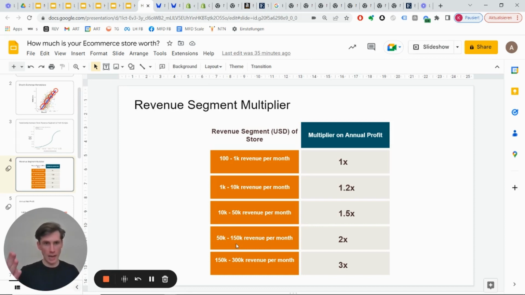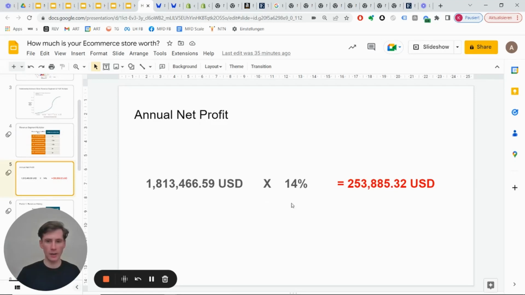So just to give you an example, with this store, it's going to start on a 2x net profit multiple. And we're assuming an annual profit of around 250K. But we need to calibrate this multiple, because it's just not as simple as taking the profit and slapping a multiple on it, right? As we know, every Shopify store, every business, is multidimensional, it's complicated, it has a lot of nuances, a lot of things going on.